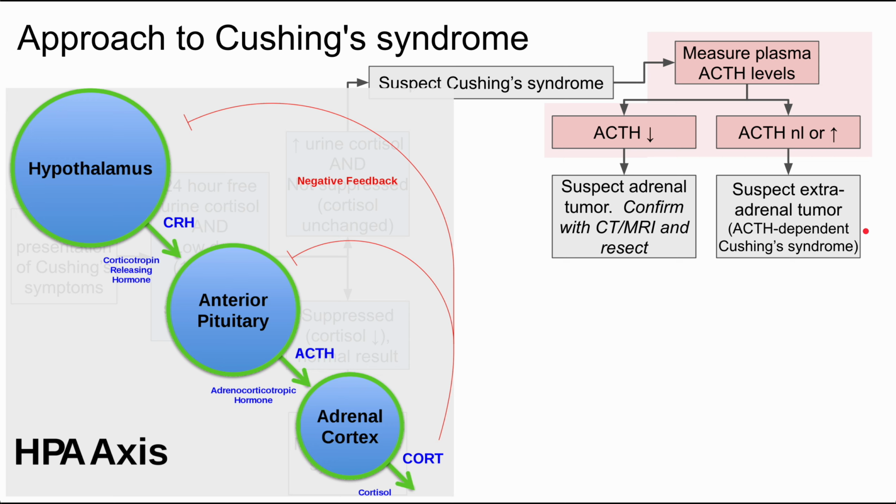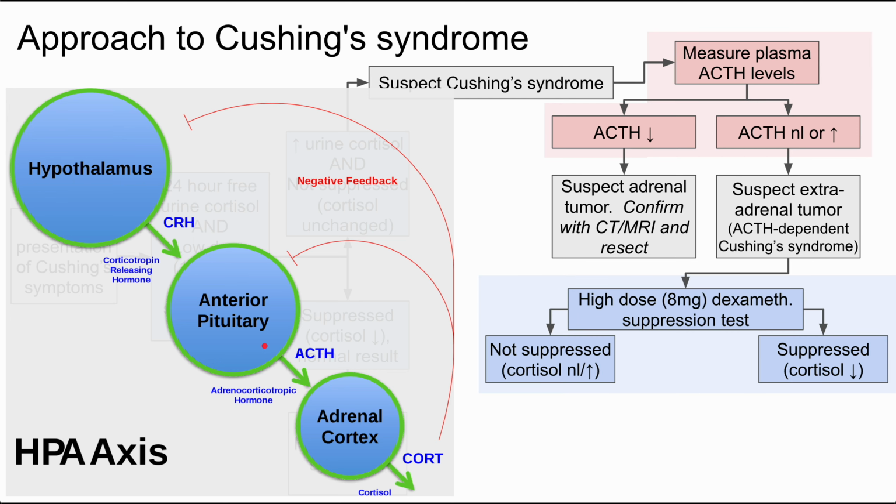Now, it's extra-adrenal tumor, but that doesn't necessarily tell us that it's in the anterior pituitary. Remember, I told you there are other tissues like small cell lung cancer that can produce ACTH. So we do now need to differentiate where the ACTH is coming from. One way to do that is with the high-dose dexamethasone suppression test.